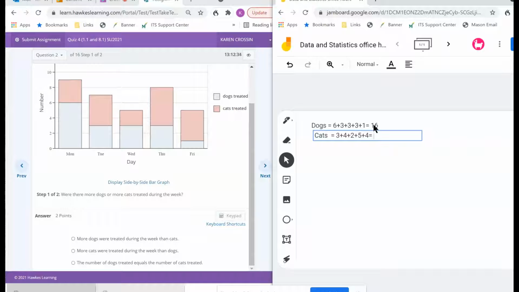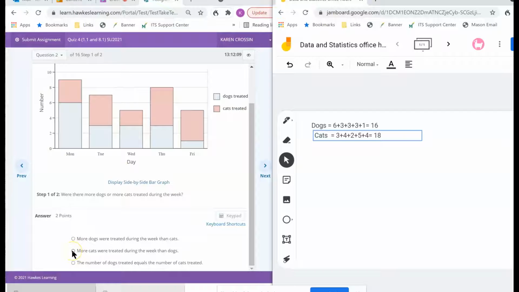Now we get an equals. Okay, 3 plus 4 is 7, plus 2 is 9, plus 4 is 13, plus 4... 18? Agreed? Don't trust my counting. Yes, I got 18. Okay, it's like 18. All right, but regardless, it asks you, were there more dogs or more cats treated during the week? So what do we say? More cats. Okay, more cats.